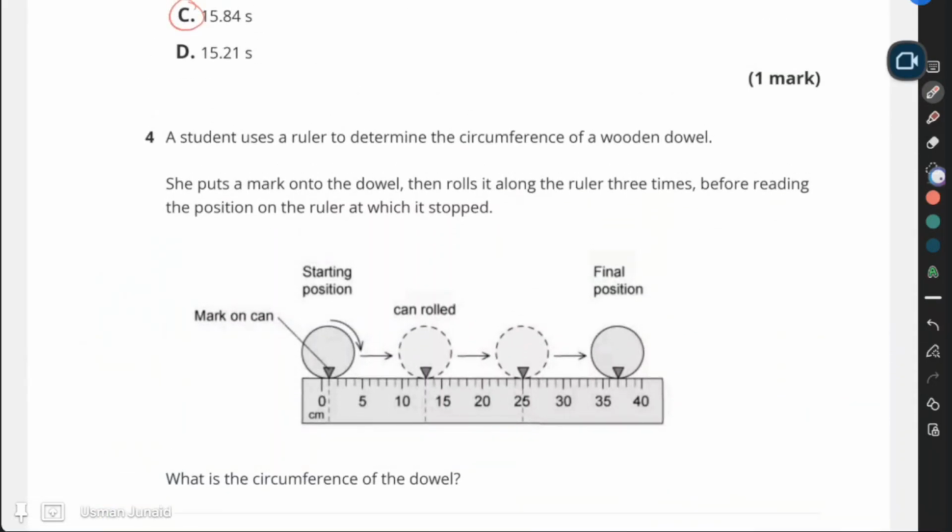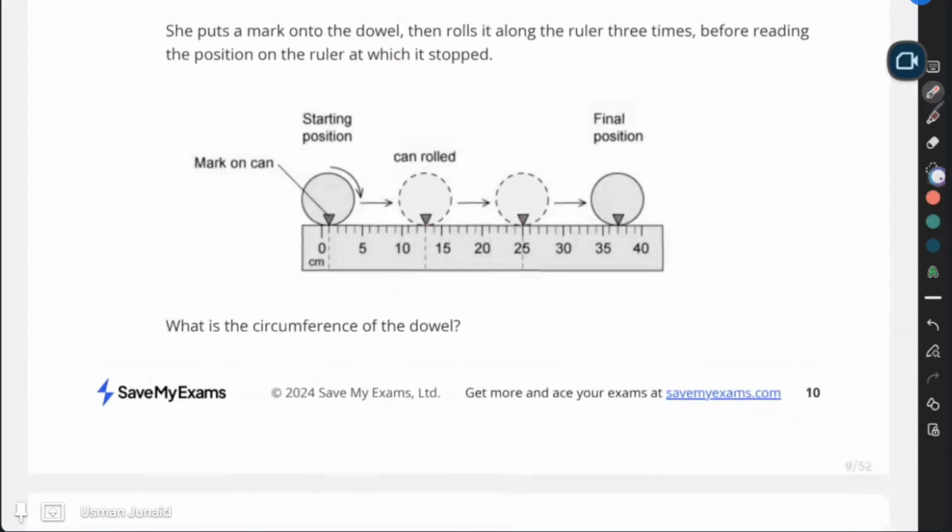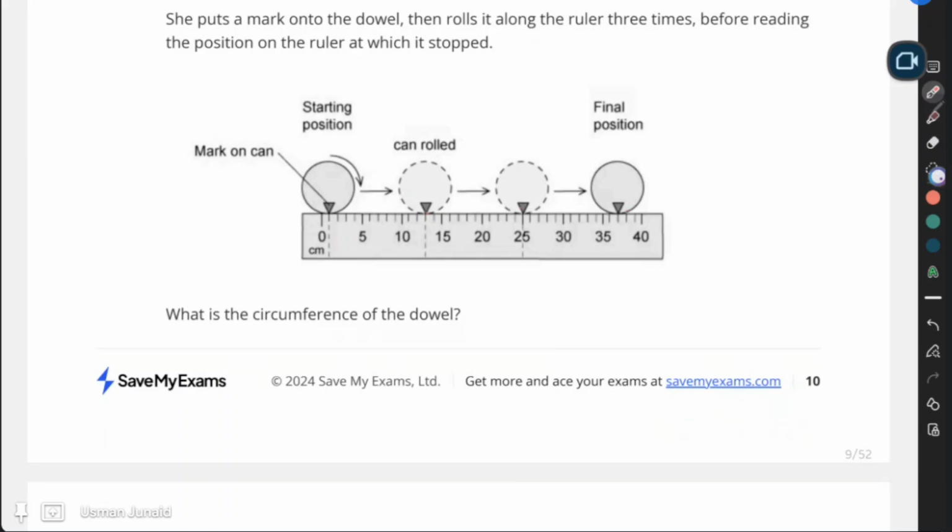Now, a student uses a ruler to determine the circumference of a wooden dowel. She puts a mark on the dowel, then rolls it along a ruler 3 times before reading the position on the ruler at which it stopped. So it moved once, twice, and thrice. What is the circumference of the dowel? So it started from 1 centimeter and ended at 13. Then it ended at 25.